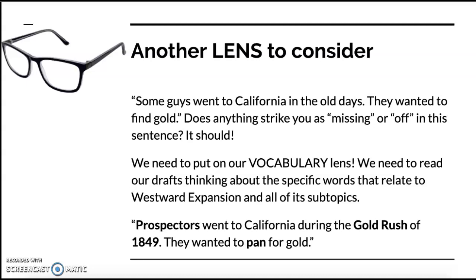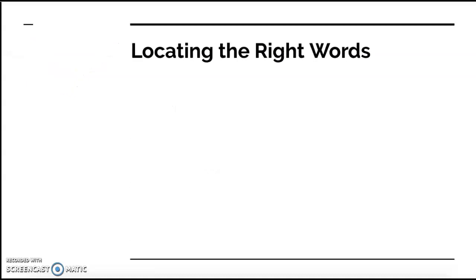Prospectors went to California during the gold rush of 1849. They wanted to pan for gold. Just a few little changes in terms of specific vocabulary, but wow, it makes a really big difference. It went from sounding not very precise and a little immature, and now it sounds really specific, and like I'm teaching my reader something. And remember, that's our goal as history writers: we want to teach our readers a lot about the topics we're covering.